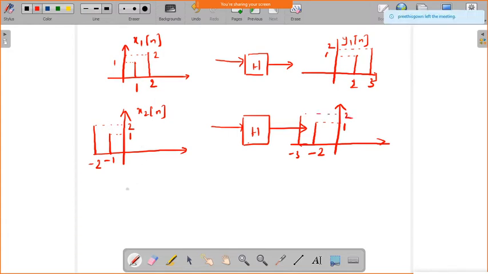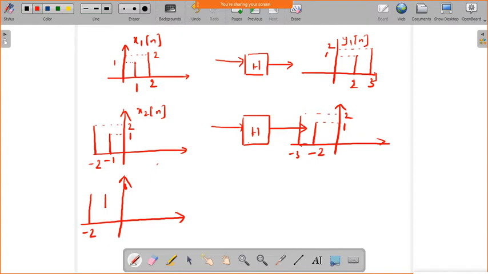So now the corresponding x3 of n, which is given here, which is -2, which is 2 and here it is 1 and at 1 it is having value 1 and at 2 it is having value.